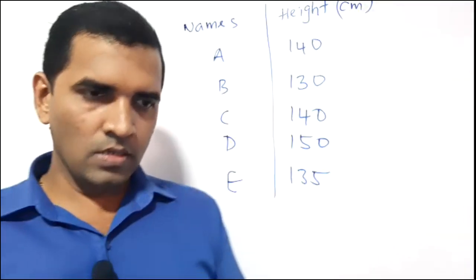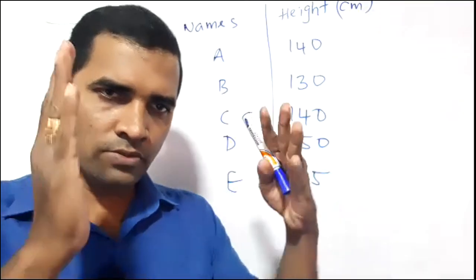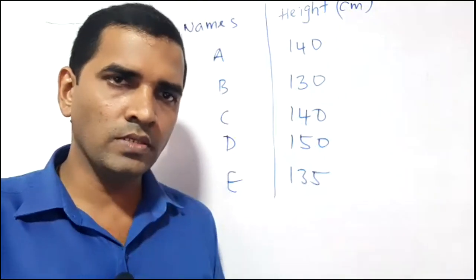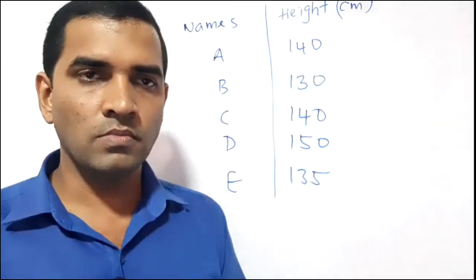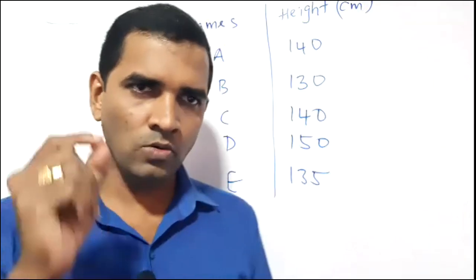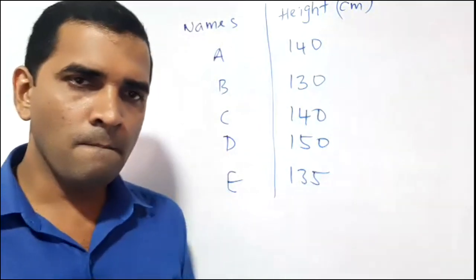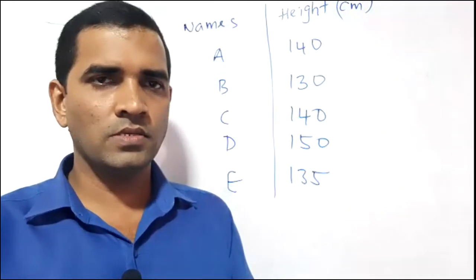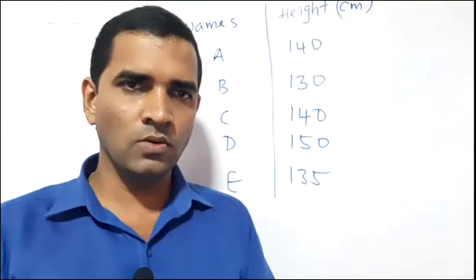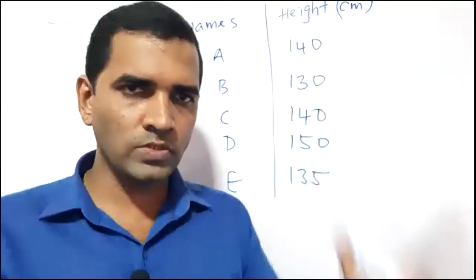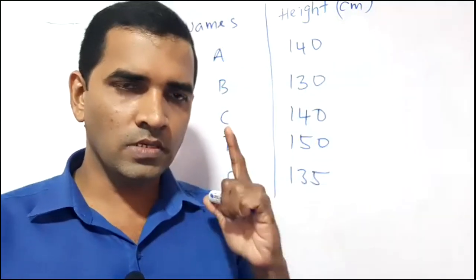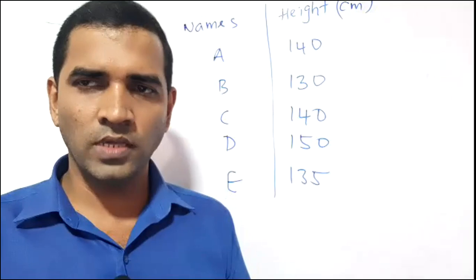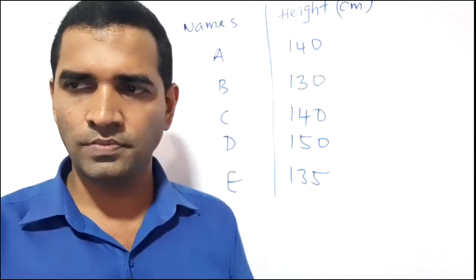Look closely. You have 5 students, and their heights are written. Now my question is: is it data or information? The table that you are looking at on your screen, is it data or information? Try responding.